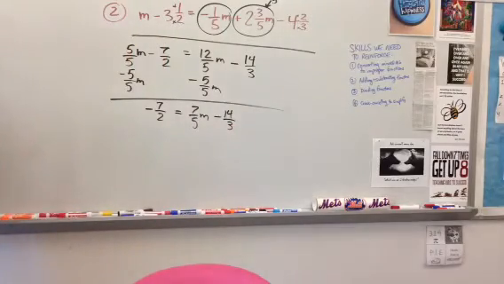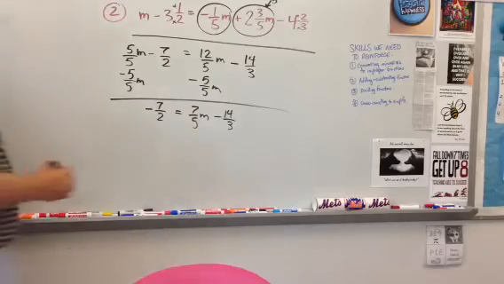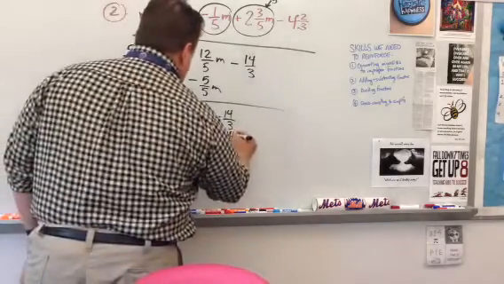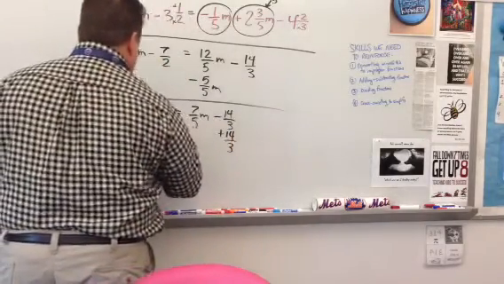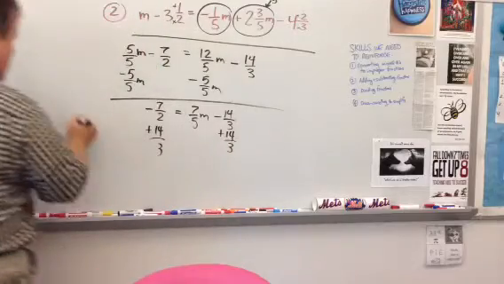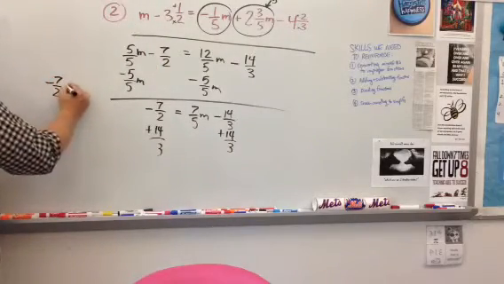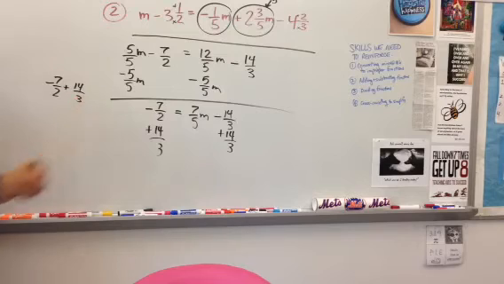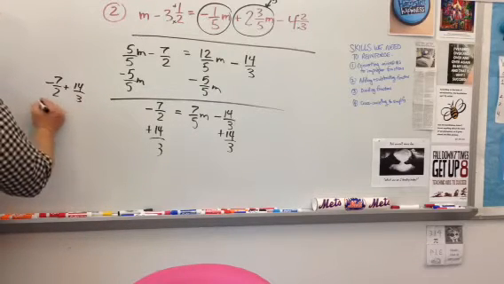What's the next step we're going to do? Jaden B, go ahead. What are we going to do next? You add 14/3, right. We're going to add 14/3 to both sides. So now we're going to come over here and say, well, what's negative 7 halves plus 14/3? We need a common denominator. Common denominator here is going to be 6.